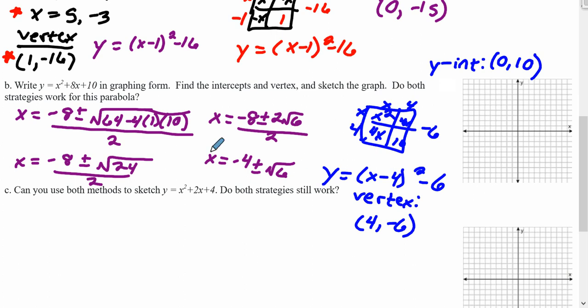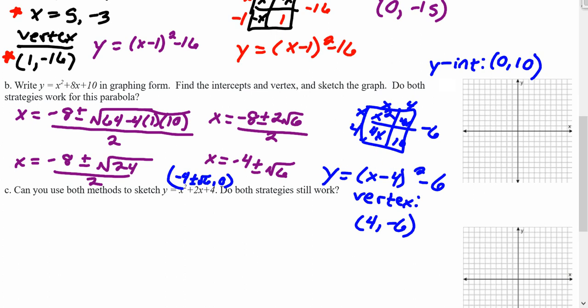Keeping in mind, this number here, -4 plus and minus the square root of 6, isn't super helpful when I'm trying to graph my x-intercepts, but it does help me do other things with them. But these are my exact values. I can write them as a coordinate point, (-4 plus the square root of 6, 0) and (-4 minus the square root of 6, 0).